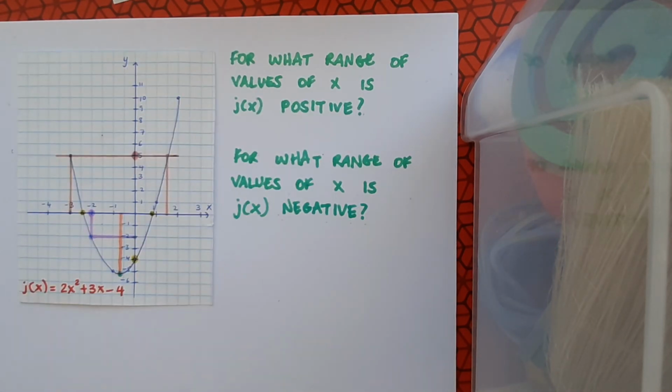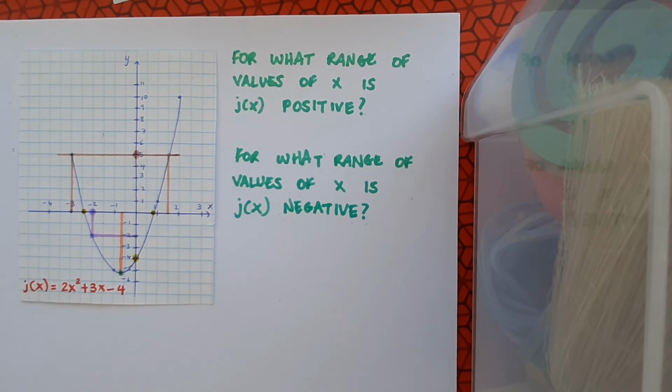Okay, so here we have our j of x function, and I've just changed the wording of the question again slightly. So the first one says, for what range of values of x is j of x positive? So what do I mean by j of x being positive? Well, positive means that I'm looking above the x-axis. So I'll highlight that part of the diagram.